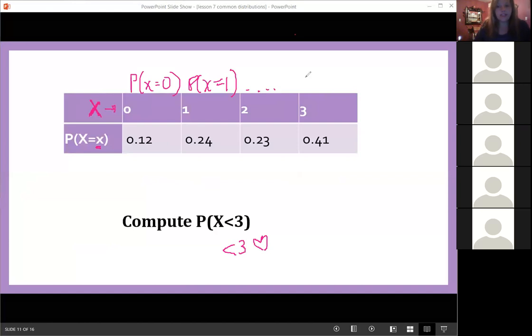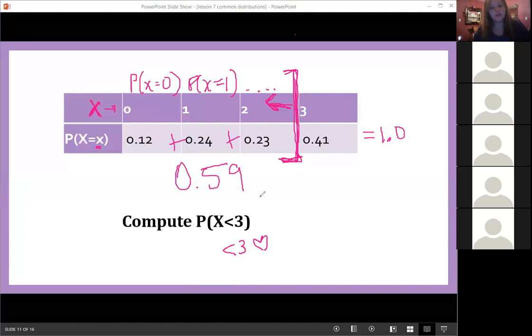So basically, we have the probability that X is less than 3. If we look at this table, everything that's less than 3 is going to be right here. From this point and then to the left, less than 3, so it'd be 2, 1, and 0. It's not less than or equal to 3, because technically that would be everything, because remember, this all has to be equal to 1. So we just add these together, and if we add these together, we do get 0.59. So that is the probability that X is less than 3.